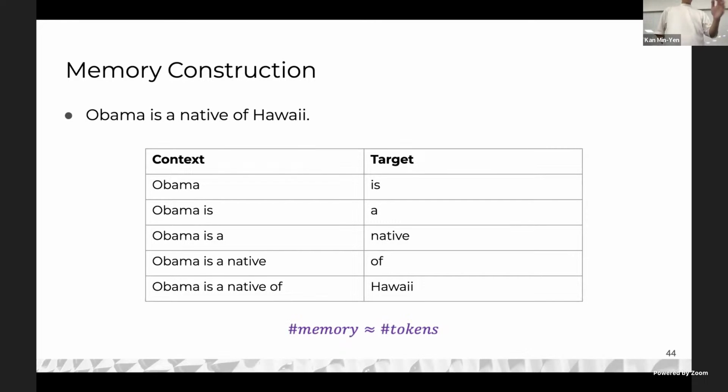A sentence may have 6 tokens: Obama is a native of Hawaii. So during memory construction, we'll get 5 context-target pairs for this single sentence. They are constructed in an autoregressive way. So the memory size is approximately equal to the number of tokens of the training corpus. It would be very large.